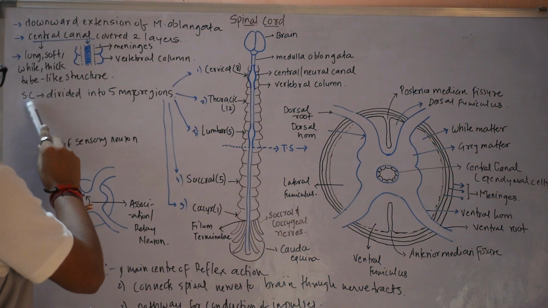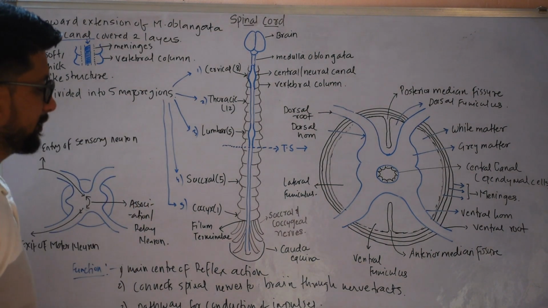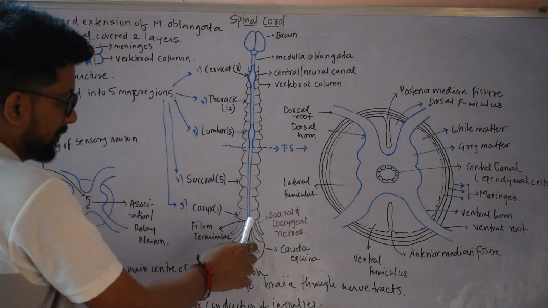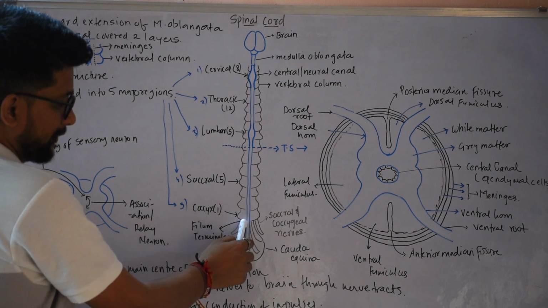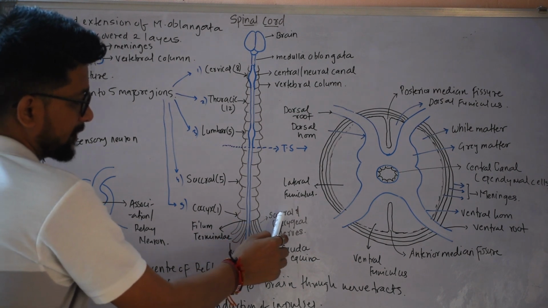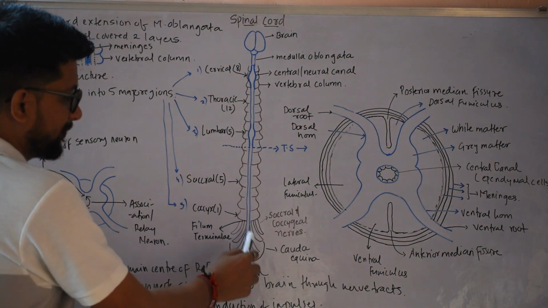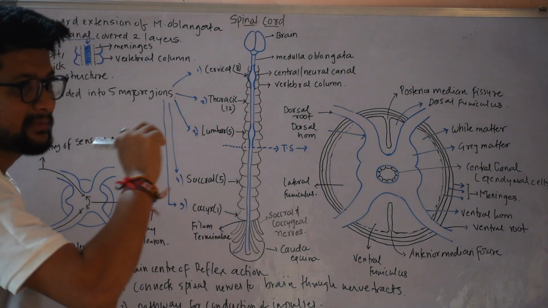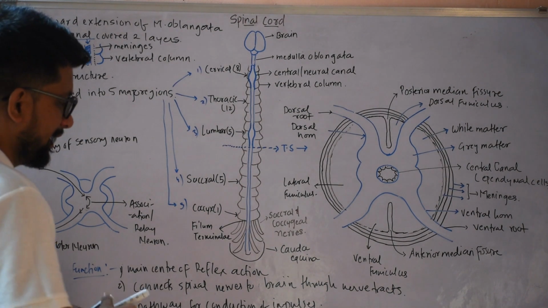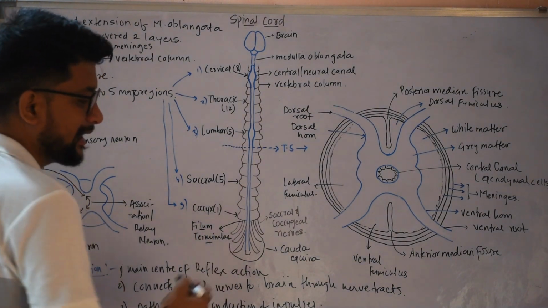So it is mentioned here, the spinal cord is divided into 5 major regions. As you can see over here, from the coccyx part, nerves are coming out, which are known as sacral and coccygeal nerves. Now this part is basically the terminal part, it means the ending part of the spinal cord. Hence it is known as filum terminale.